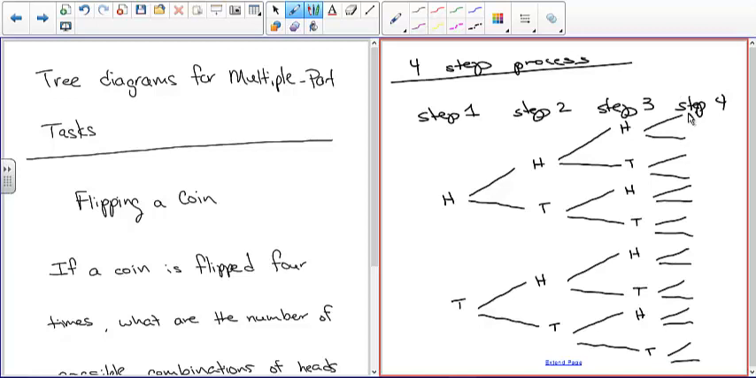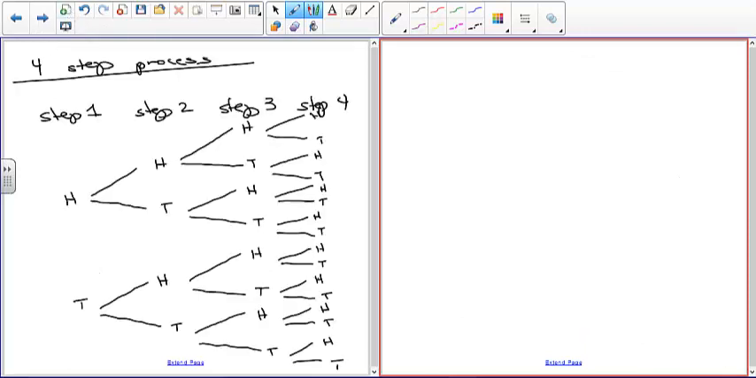Okay, so you have heads, tails, heads, tails, and so on, repeating down the tree. If we had 5 steps, we do it again. Those represent all the possible ways that you can flip a coin 4 times, where the order is important.